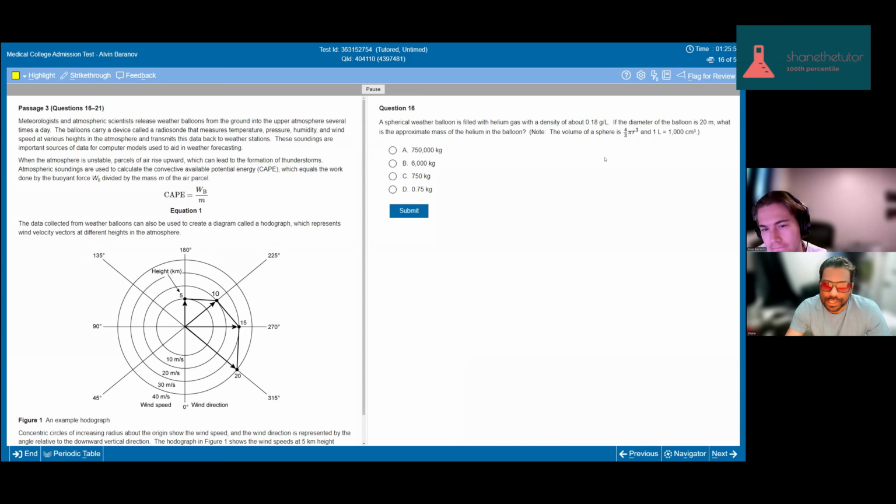Spherical weather balloon is filled with helium gas with a density of about 0.18 grams per liter. If the diameter of the balloon is 20 meters, R is 10 meters then, right? What is the approximate mass? Okay, then here we have density of helium. Approximate mass of the helium in the balloon.